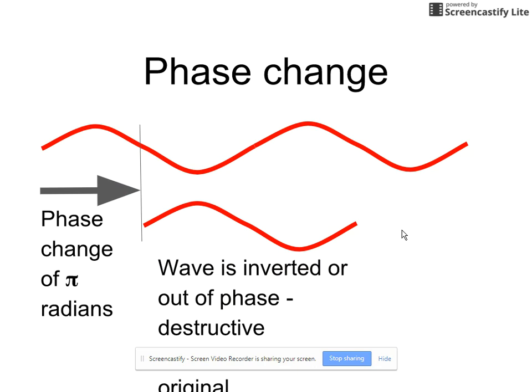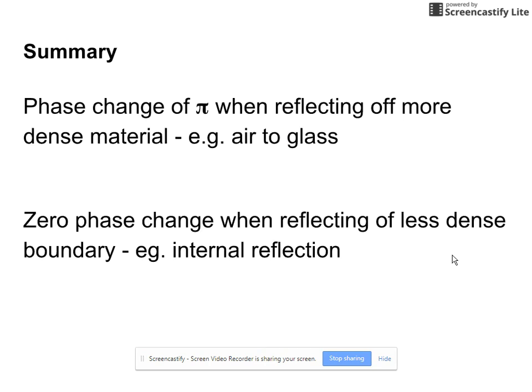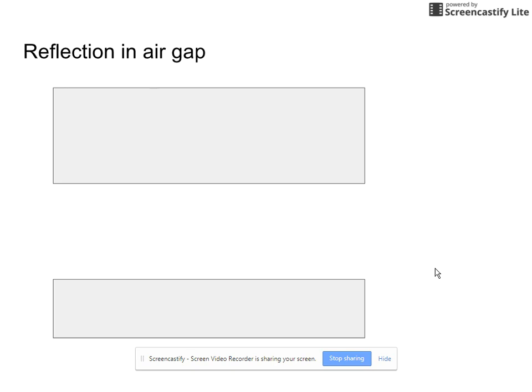Introduced the idea of phase change last week, where you had the slinkies reflecting backwards and forwards. If you go off a more dense background, then you get a phase change of pi, or in other words, it's sort of half a wavelength extra. Less dense, there's no phase change, and in both cases, there's some wave energy transmitted. And that summary you'll be able to download there.